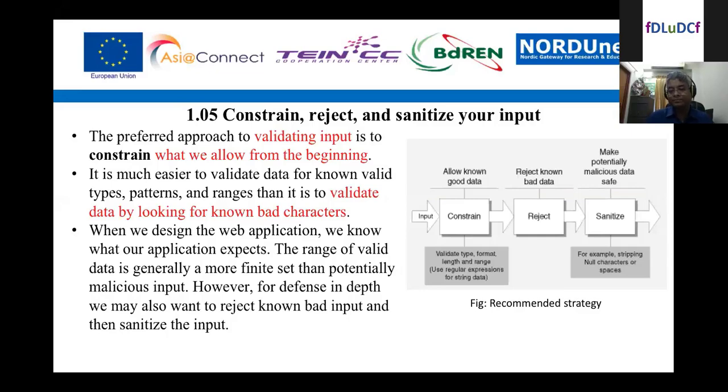And if it is malicious, then you have to sanitize it, so that the malicious data cannot get access to your system. So what do you need to consider here? You have to consider constrain, reject, and sanitize in the input system. If it passes through the constraint, that means it's good data. If it is rejected, that means it's bad data. And if there is anything malicious, you have to sanitize it.